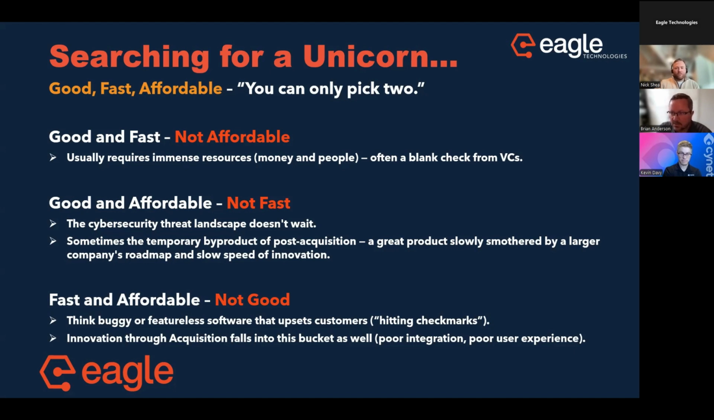The second bucket, good and affordable. So that usually means that they're not going to innovate very fast. And that may work in some parts of IT, but certainly not in cybersecurity. The threats evolve too fast. AI's made it a lot worse.